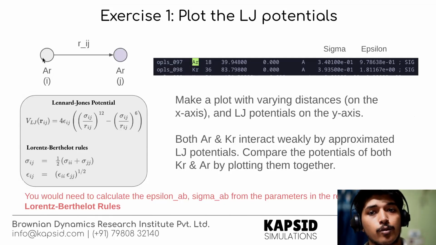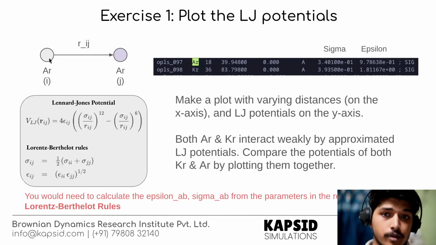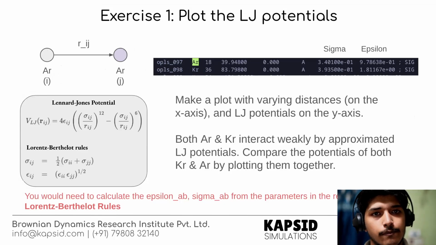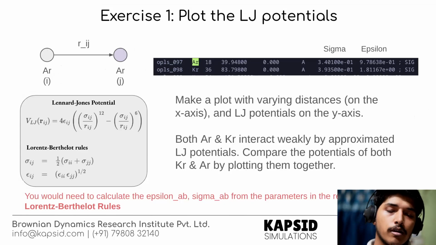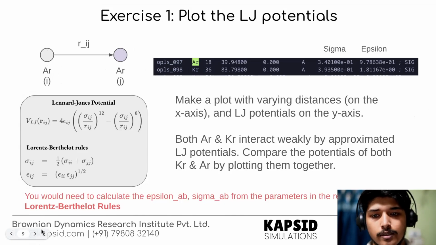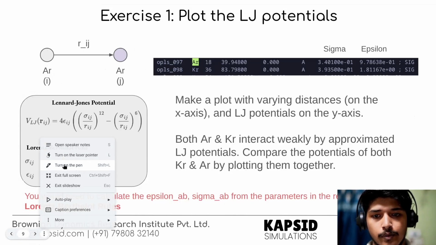Okay, so coming back to the problem statement, let's say you have two molecules. In this case, we are considering argon-argon. We are considering three pairs at this moment: argon-argon, krypton-krypton, and argon and krypton. All of these three pairs will have some Lennard-Jones potential if we plot them with respect to the distance between these two atoms. They will have some varying curves, right? So let's just draw what we are expecting.